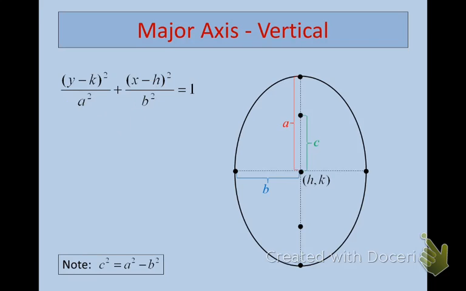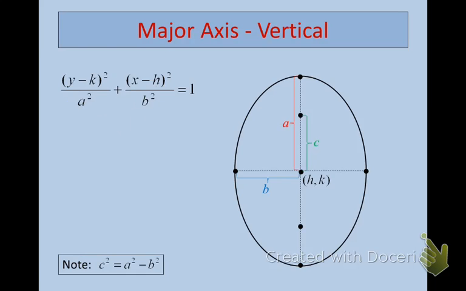So when you get your equation, how are you going to determine whether it's a horizontal or vertical major axis? See which one A is. How do you know which one A is? The bigger of the two denominators will tell you which one has A, and then you look at which variable is in the same fraction. If it's x, then it's horizontal. If it's y, then it's vertical, right?